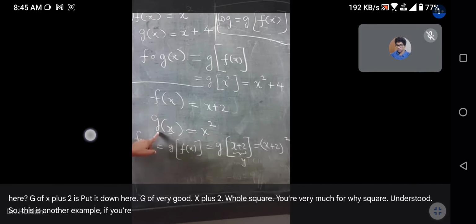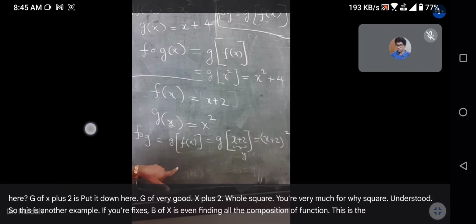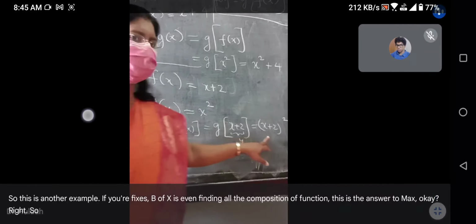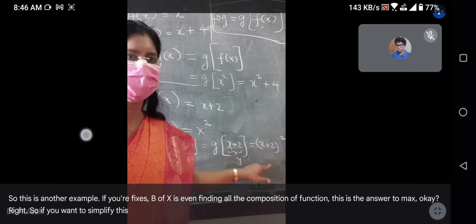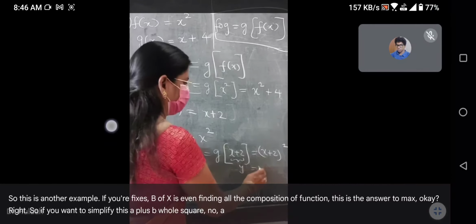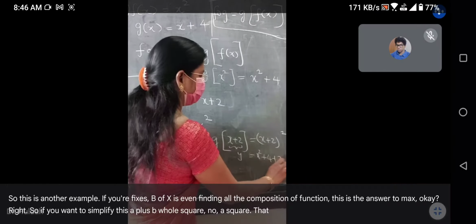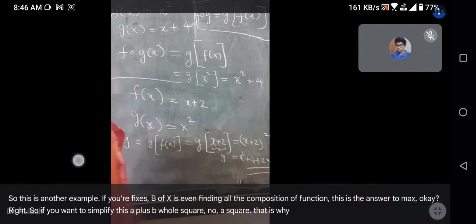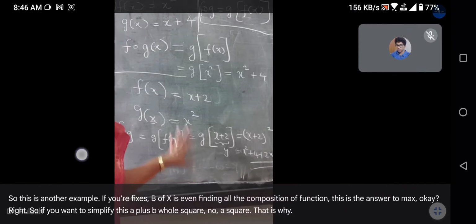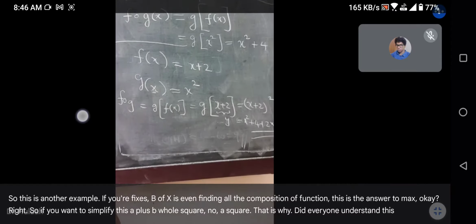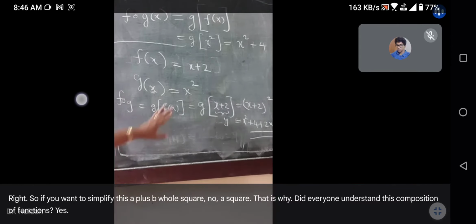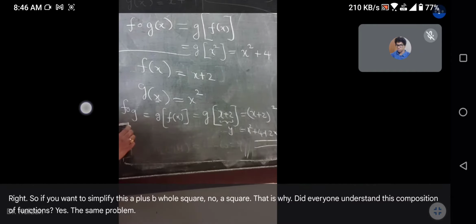If your F of X and G of X are given, finding out the composition of functions will be answered in 2 marks. Okay? Right. So if you want, you can simplify this. A plus B whole square, no? A squared plus B squared plus 2AB. Otherwise, you can just leave it as it is. No problem. Clear? Did everyone understand this composition of functions? Yes? Now, same problem. Let's do G circle F.